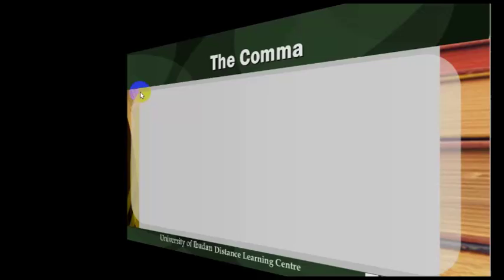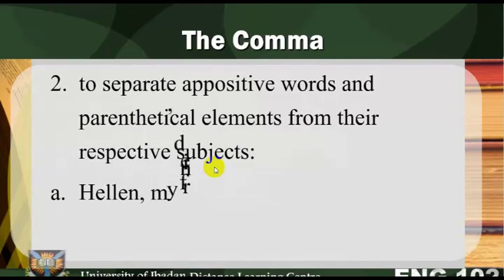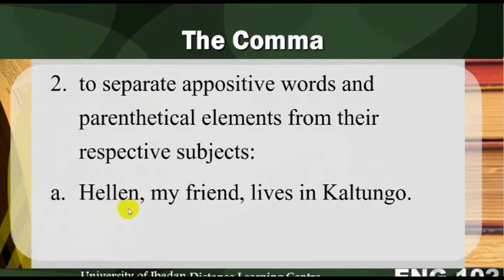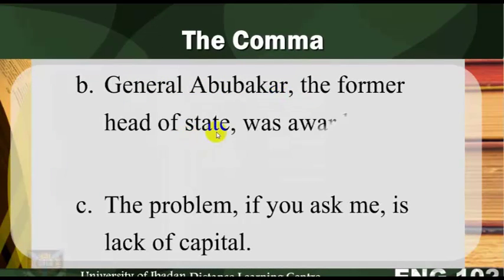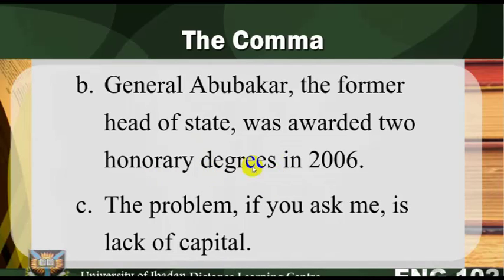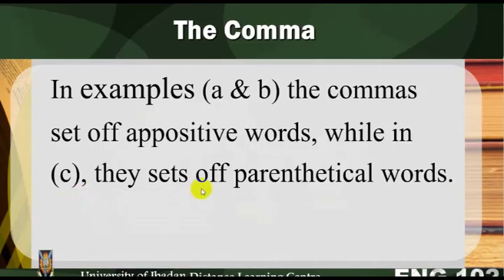Number 2. To separate appositive words and parenthetical elements from their respective subjects. A. Helen, my friend, lives in Katungo. B. General Abubakar, the former head of state, was awarded 2 honorary degrees in 2006. C. The problem, if you ask me, is lack of capital. In examples A and B, the commas set off appositive words, while in C, they set off parenthetical words.